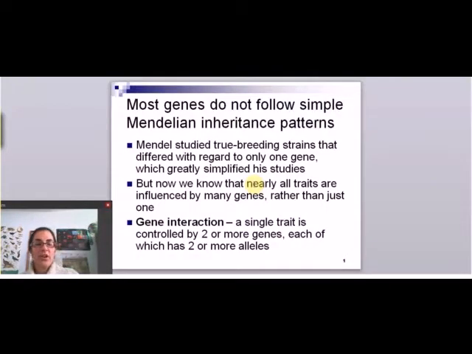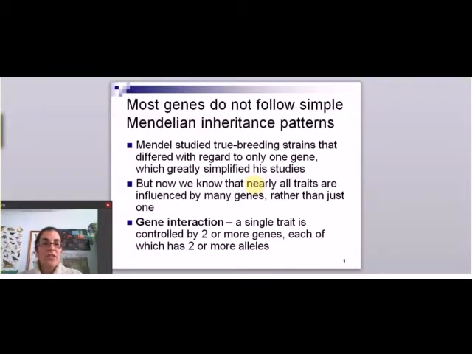Mendel's work with the garden pea and the laws of segregation and independent assortment that he discovered really helped establish the field of genetics and helped us understand some basic principles about genetics. But there's a lot of limitations to what Mendel did.